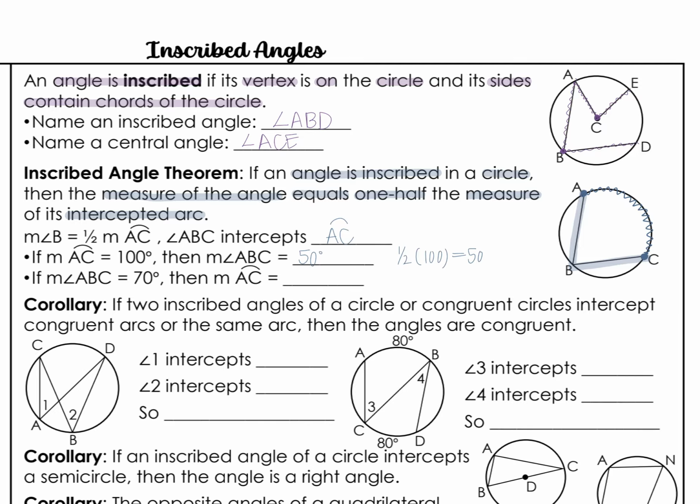Here in my next bullet point, we have if the measure of angle ACB is equal to 70 degrees. So if the inscribed angle is 70 degrees and we want to find the measure of the intercepted arc AC, then we need to double that inscribed angle to get the arc measure. So my arc measure would be 140 degrees.